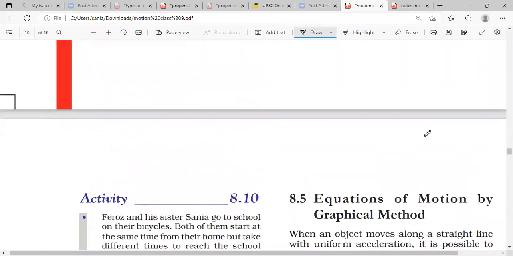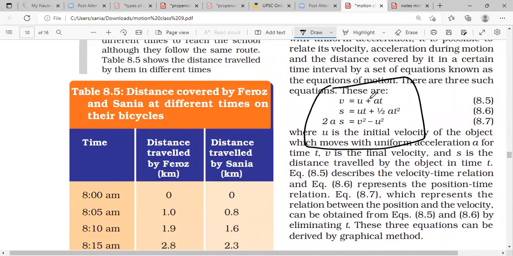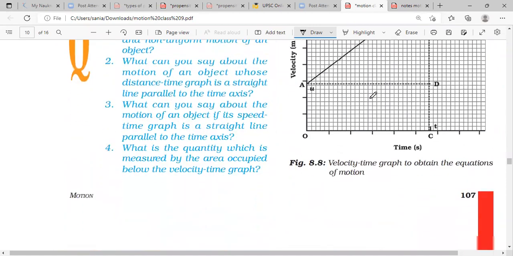So you have 3 formulas over here. Just quickly revise these 3 formulas and then we'll do questions based on this.